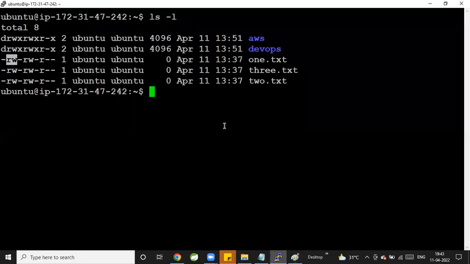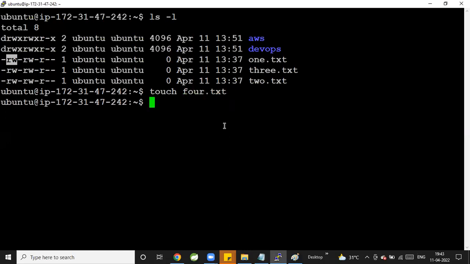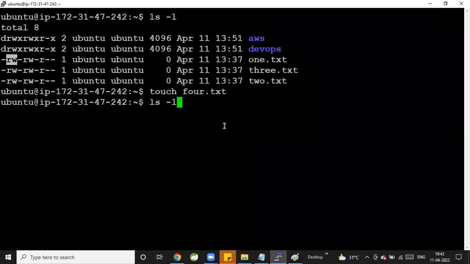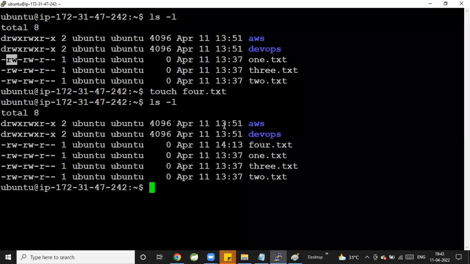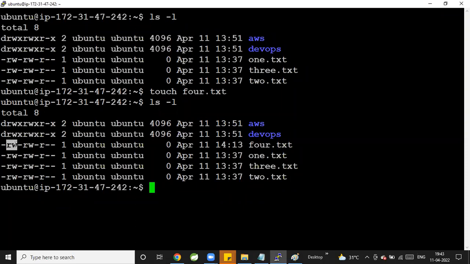Now I want to change the file permission. See here. First I want to create a file, touch 4.txt. That file is getting created. Can you see ls -l? What are the permissions available for 4.txt? User has read-write permission, group has read-write permission, others have only read permission.